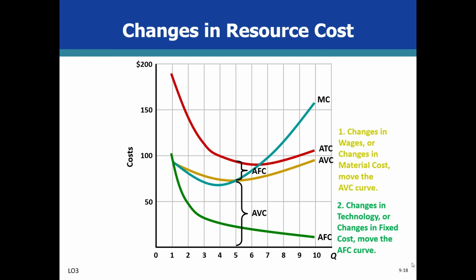It's a little different for average fixed cost. If there were technological improvements or changes in the arrangement of plant and equipment, or an additional piece of machinery that doubled the productivity of workers, then fixed cost would increase, but output would also increase. So, changes in technology, plant and equipment, those changes highlighted in green on the right-hand side of the chart change the average fixed cost curve, which is also shown in green.